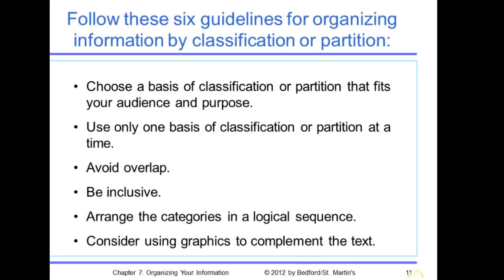Alright, the following guidelines are used for organizing information by classification or partition, meaning we're talking about the item as a whole or we're talking about individual parts of the item. So decide, use only one basis of classification. It's either by the whole or it's by the individual item. Make sure that the items don't overlap. They need to be clearly delineated. Arrange your categories in a logical sequence, and not just logical to you, but that would be logical to everyone.